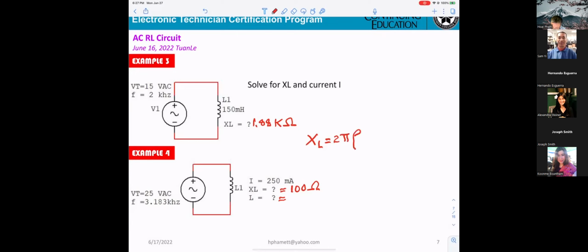XL equals 2 pi F L. IL equals V total divided by RL. That's just a formula. Right. Okay, so now you already know frequency. Okay, you already know L. That helps you to calculate RL.